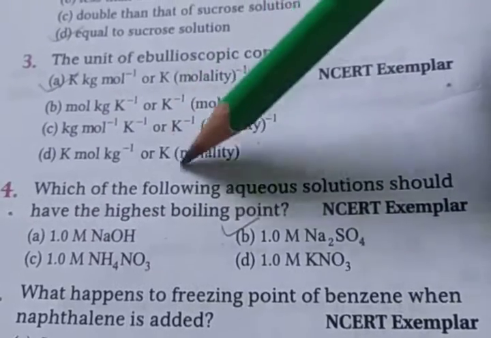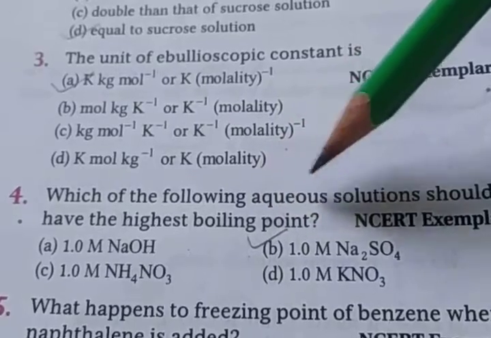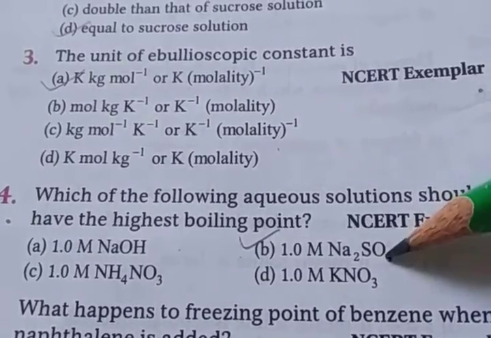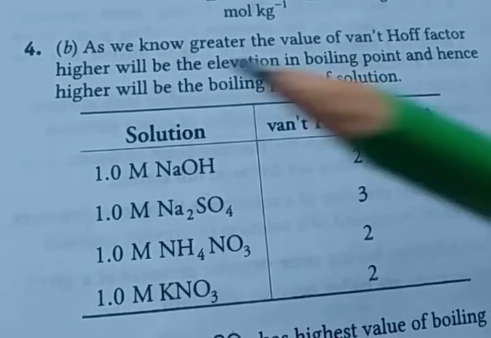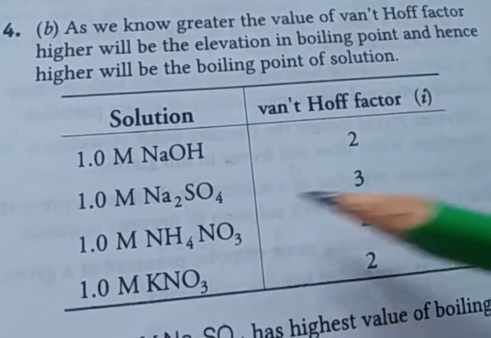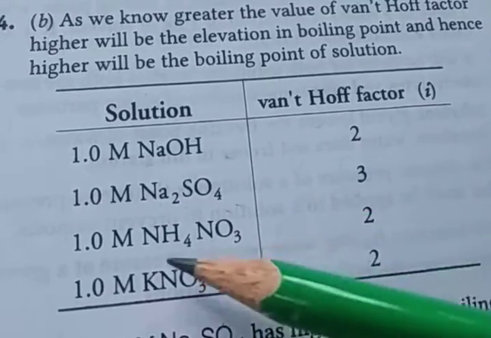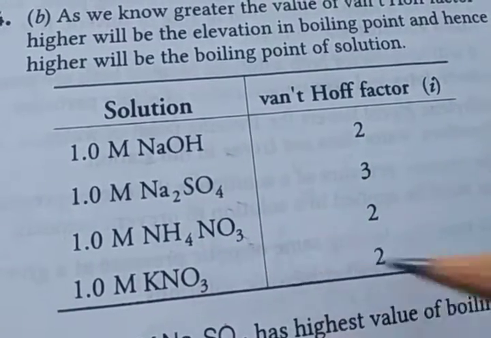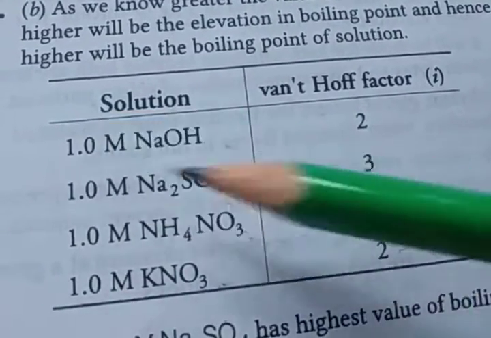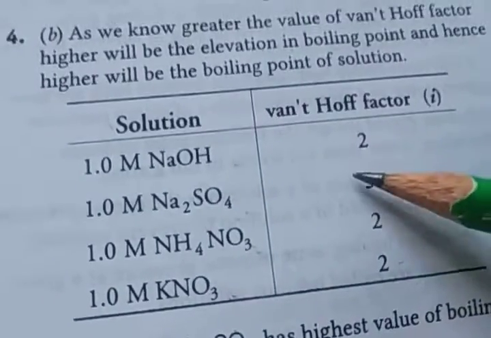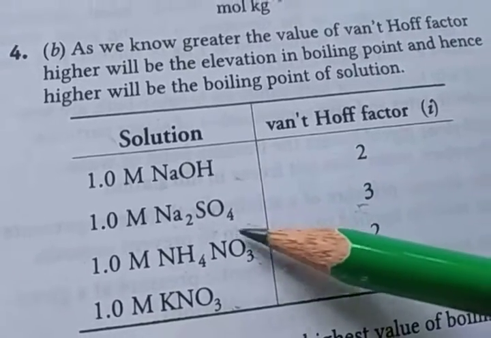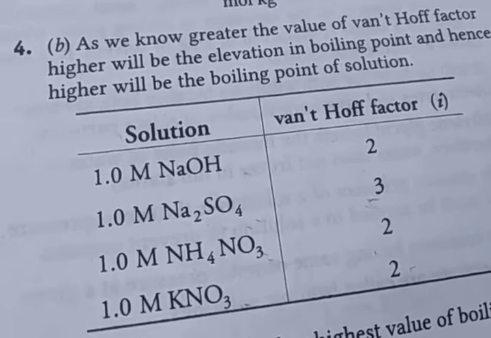Then next question, which of the following aqueous solutions should have the highest boiling point? Okay, so 1.0 m Na2SO4 has the highest boiling point, because here you see the van't Hoff factor, here ions. NaOH, so 2 ions only. Na2SO4, here 3, 2 Na plus and 1 SO4. NH4NO3, 1 NH4 and 1 NO3, 2. And KNO3, 1 potassium ion and second NO3, so 2 ions. So only for Na2SO4 it is 3, so the van't Hoff factor i is greater. The greater the value of the van't Hoff factor, the higher will be the elevation in the boiling point. So higher will be the boiling point of the solution.